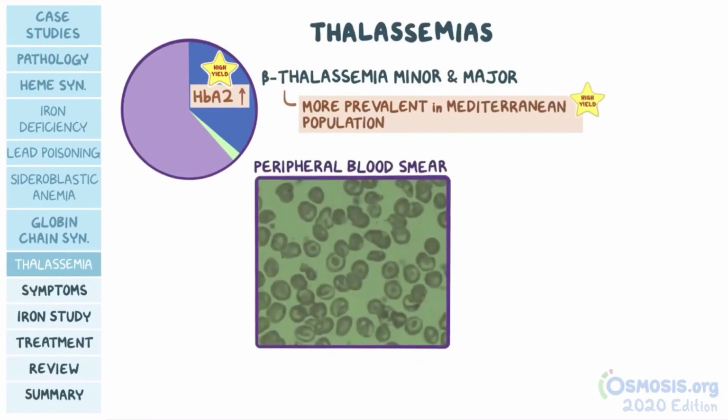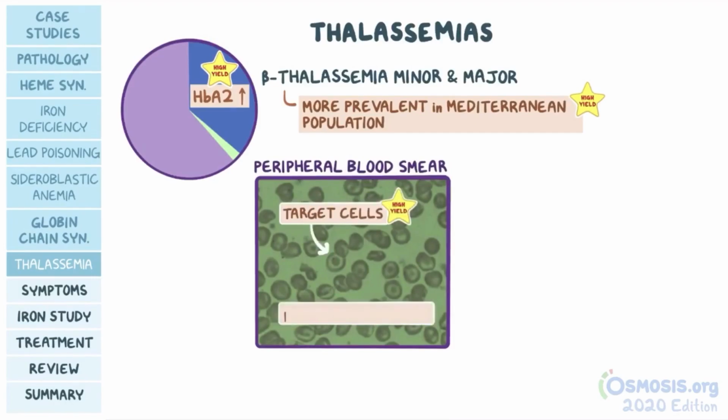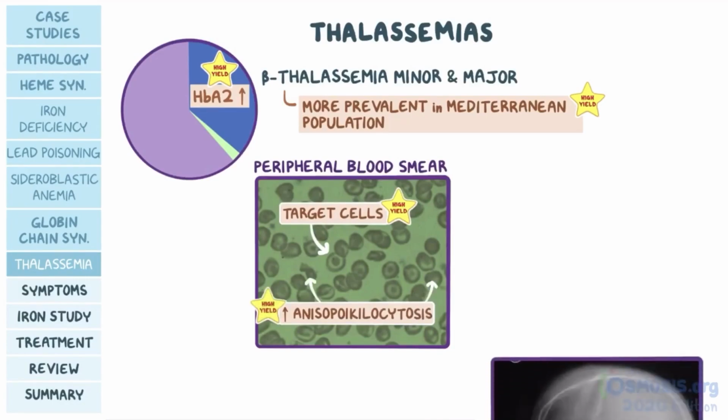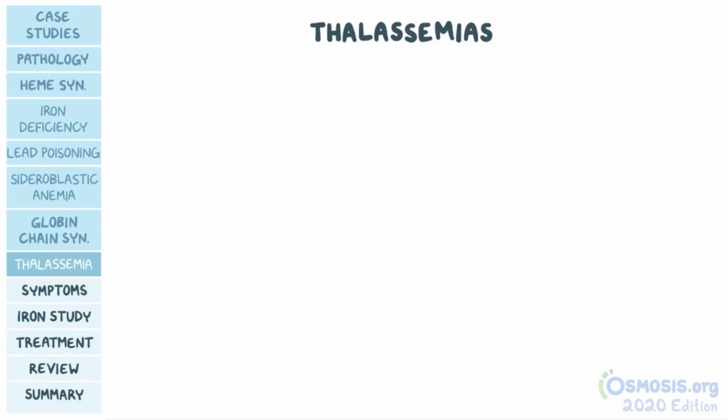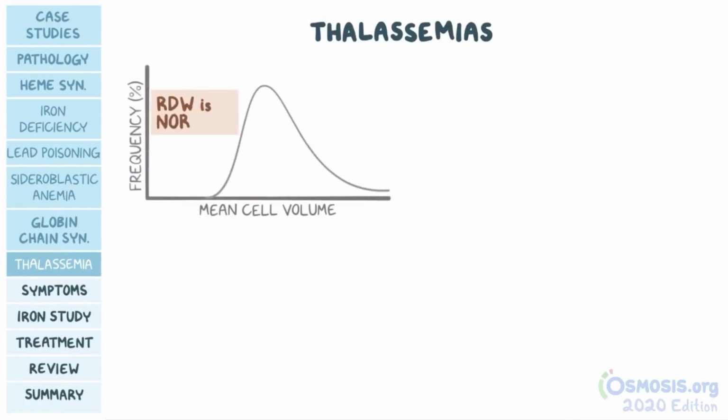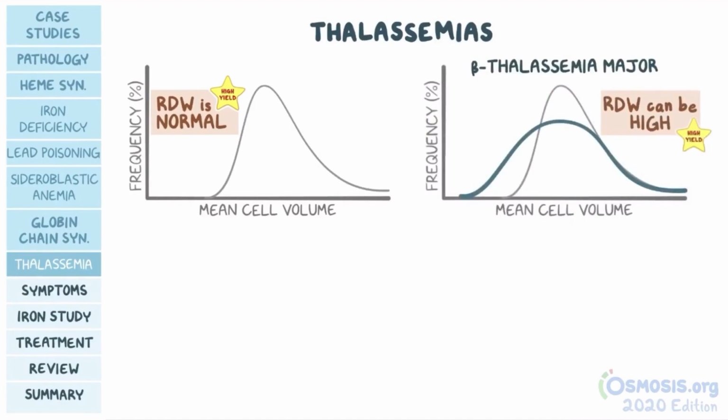Peripheral blood smear in beta thalassemia major shows target cells, and sometimes increased anisopoikilocytosis, meaning variation in size and shape of RBCs. X-ray of the skull might demonstrate a crew cut or hair-on-end appearance due to bone marrow expansion. Now, in all thalassemias, the RDW is normal, reflecting the uniformity of RBC small size. However, in beta thalassemia major, RDW can be high due to anisopoikilocytosis.